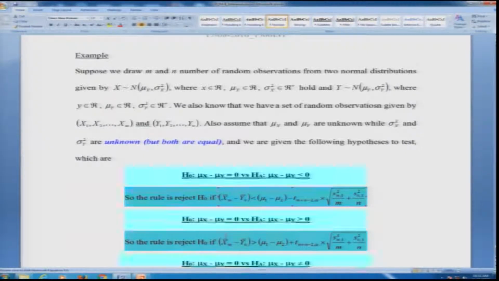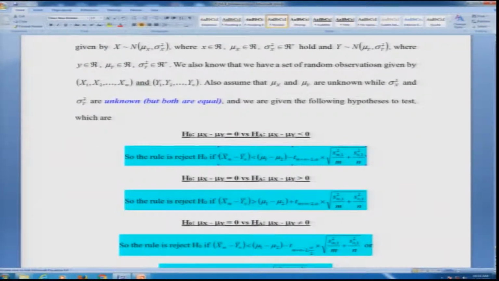multiplied by the pooled variance. In the case of the greater than type, it is greater than or equal to: the difference between the sample means is greater than or equal to the population mean difference plus the same value of t, but now 1 minus alpha is replaced by alpha, even though it is not written in the less than type, multiplied by the pooled variance.